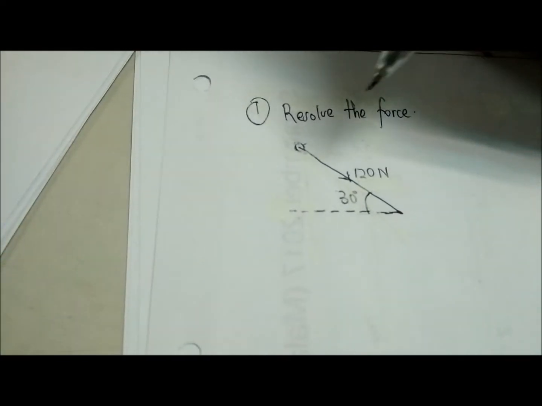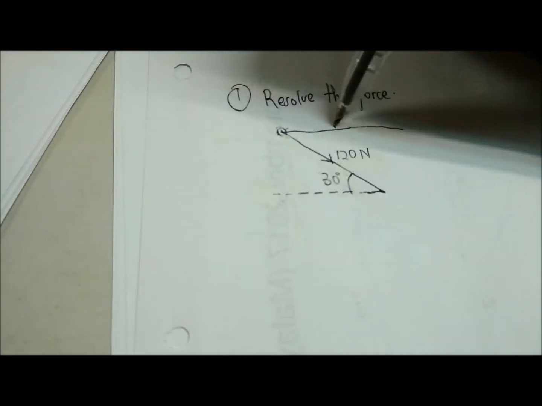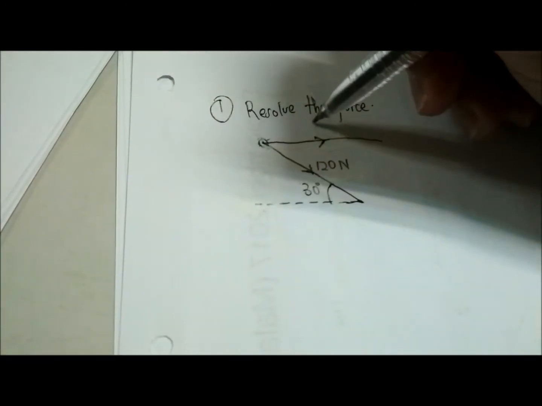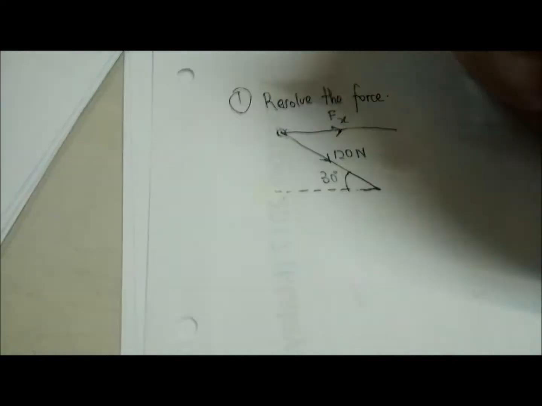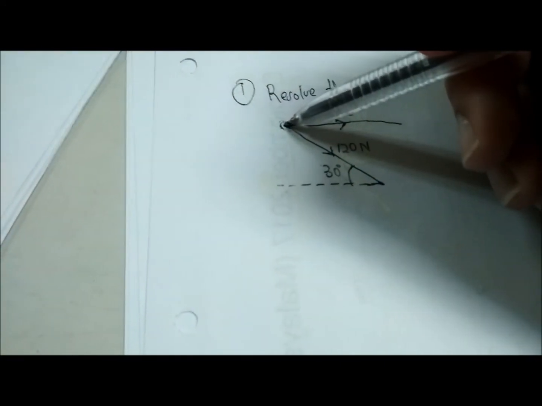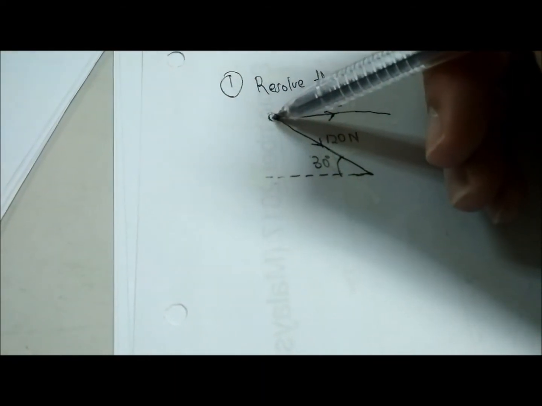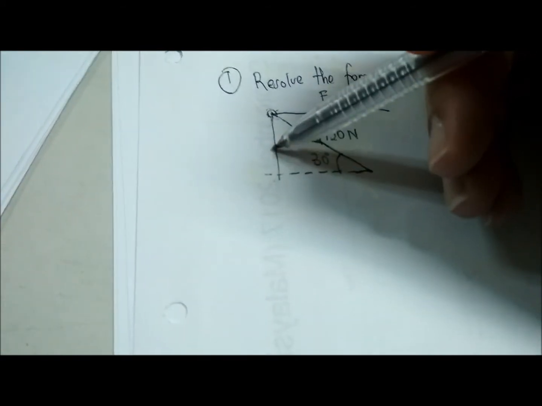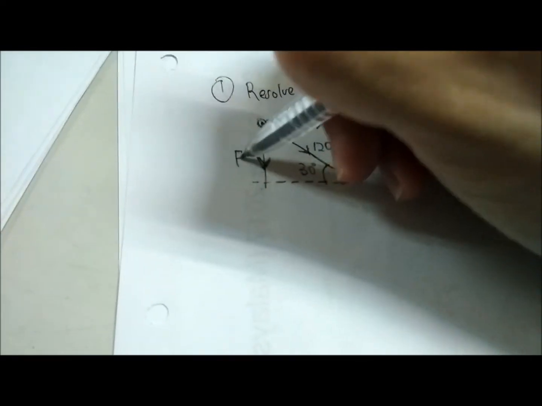So where is the x component? The x component is here. It goes horizontally. So this is Fx. How about Fy? Fy is acting vertically. In this case, this force is going downward, so Fy is going down.